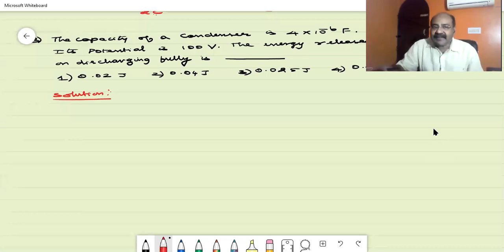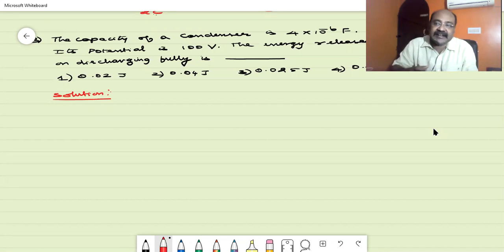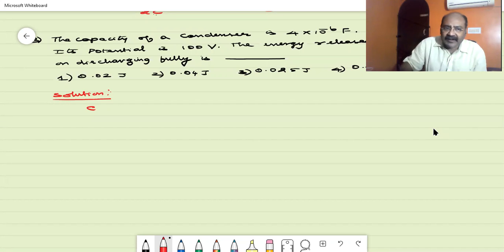Go with the third problem. The capacity of a condenser is 4 into 10 to the power of minus 6 farad, and its potential is 100 volt. The energy released on discharging the condenser completely is dash. See, it was given, the capacitance is 4 into 10 to the power of minus 6 farad. The potential V is equal to 100 volt. What is asked? What is the energy released?